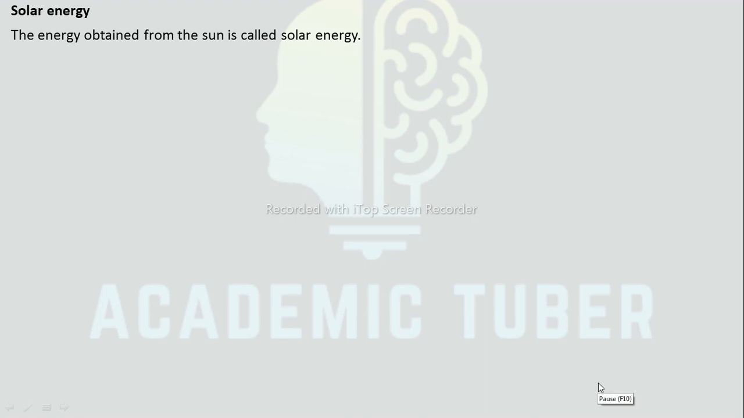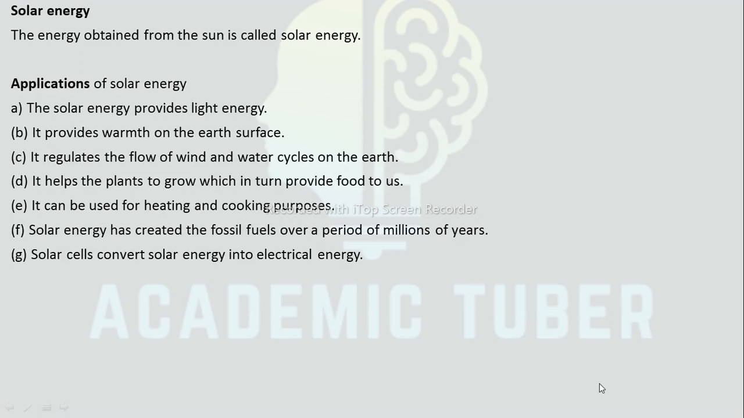Solar energy. The energy obtained from the sun is called solar energy. Applications of solar energy. Solar energy provides light energy. It provides warmth on the Earth's surface. It regulates the flow of wind and the water cycle on Earth.